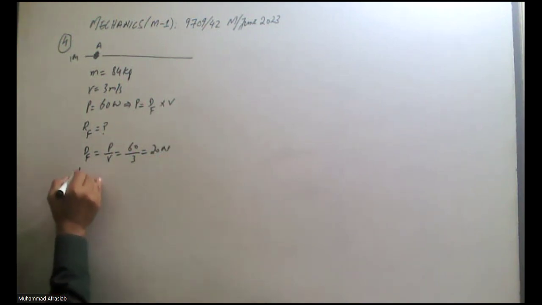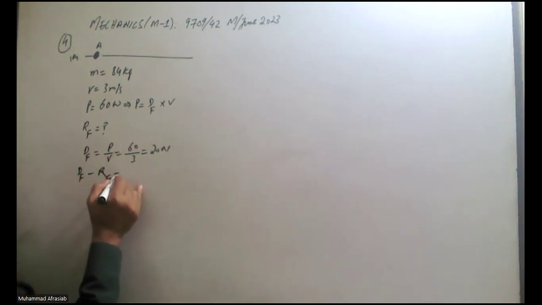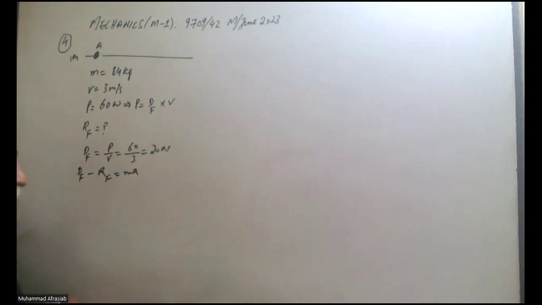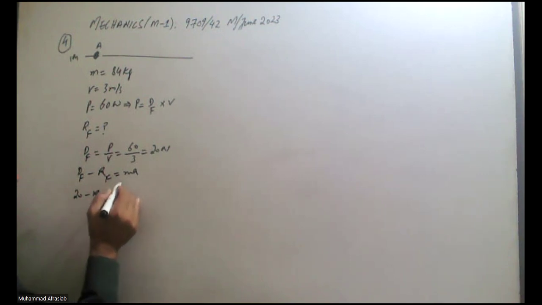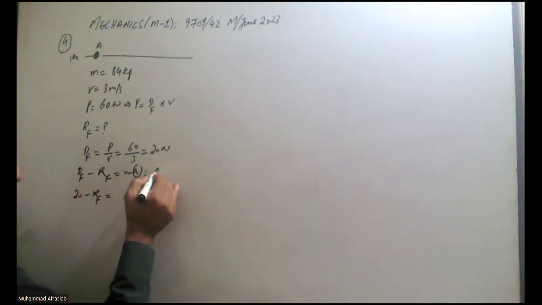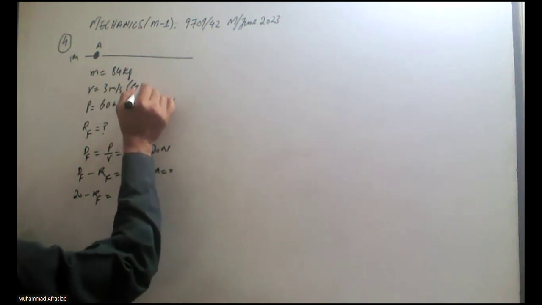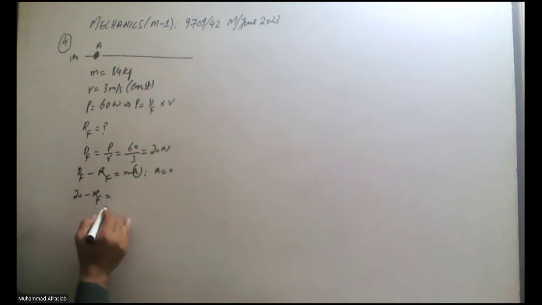Now we know one thing, driving force minus resistive force is equal to net force MA. Driving force is 20 minus resistive force we are going to calculate is equal to mass into acceleration. But acceleration is 0 there because it is moving at a constant speed. So this will be 0. So resistive force is equal to 20 Newton for this particle there.